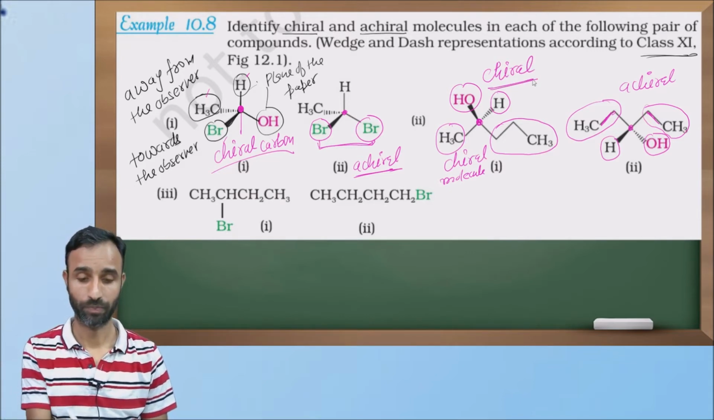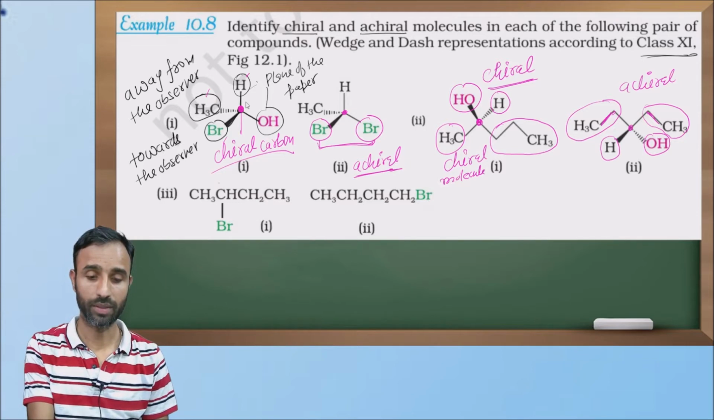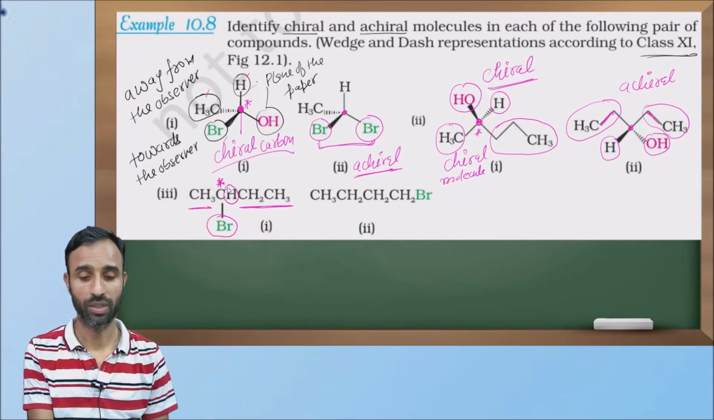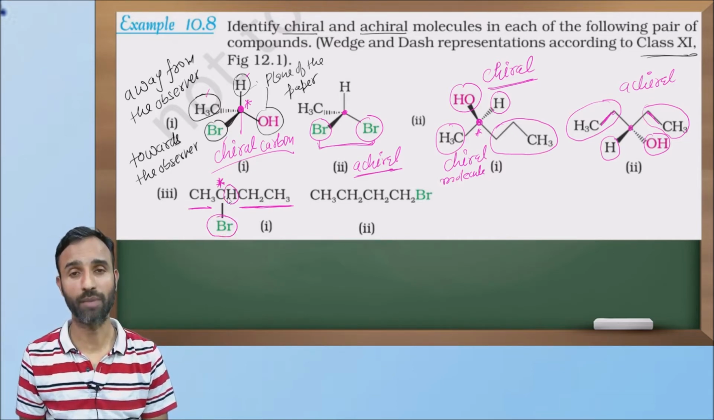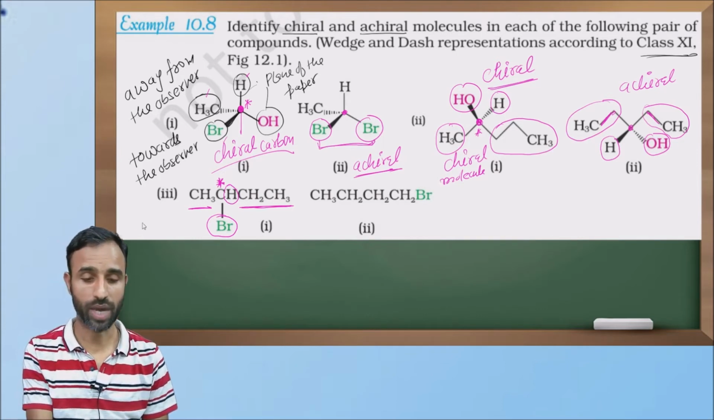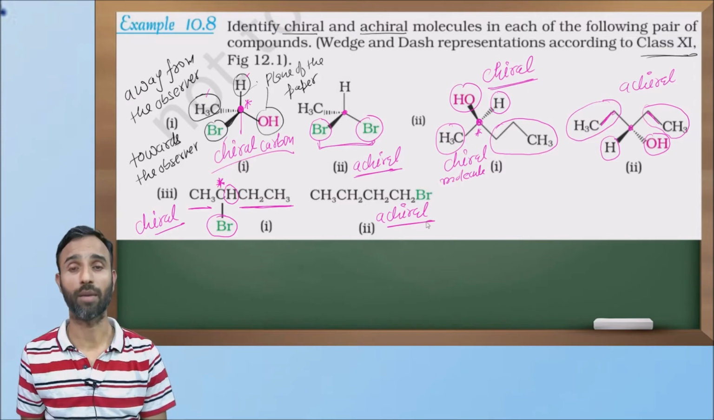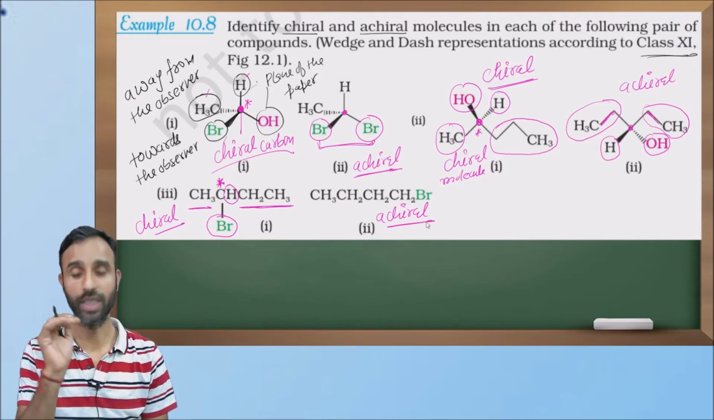Next one, this chiral carbon is just represented by a star. Here see, on one side it is attached to methyl, on the other side it is attached to ethyl, bromine and H, means 4 different atoms or groups are attached. So this is a chiral molecule, and here it is achiral because there is no chiral carbon at all. So it is an achiral molecule.